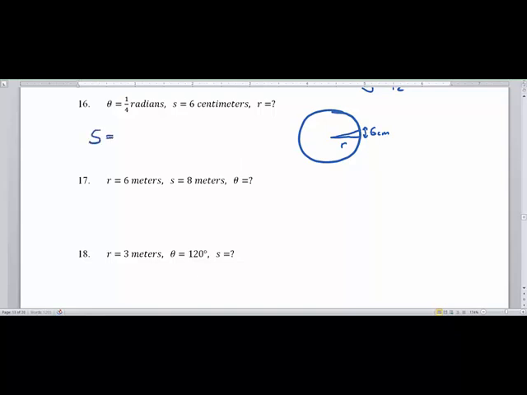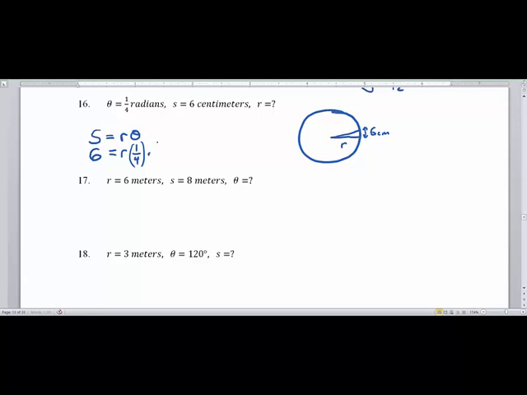Our S is equal to R times theta. What we know is that the S is 6. We don't know the radius, but we do know that the theta is 1/4. We can convert that into a decimal if we wanted to. We can say R times 0.25 and divide both sides by 0.25.